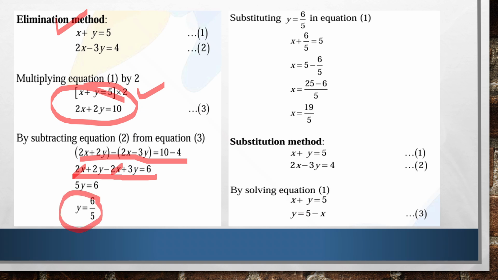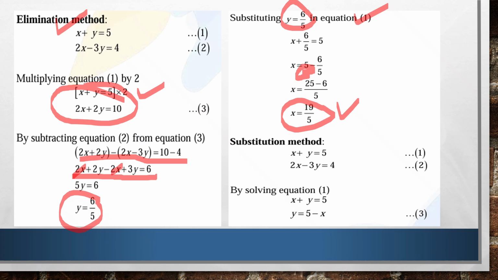So if you substitute y is equal to 6 by 5 in equation 1 or 2, you will get x plus 6 by 5 is equal to 5. So x is equal to 5 minus 6 by 5. Take 5 as LCM, 25 minus 6 by 5, x is equal to 19 by 5. So this is by the elimination method.